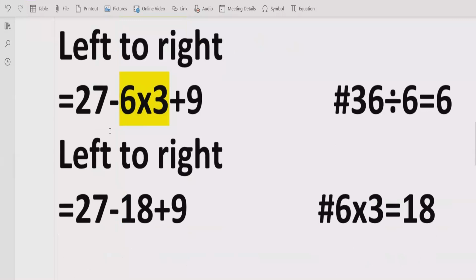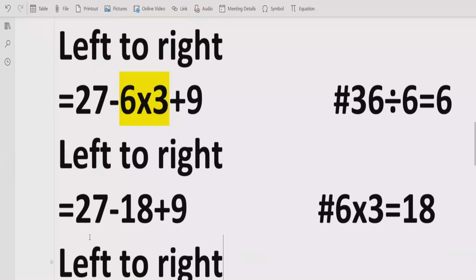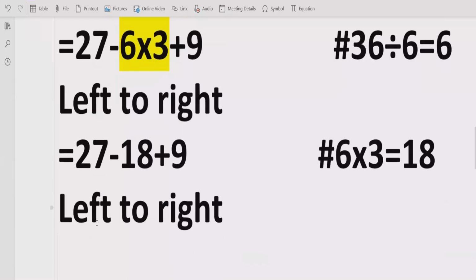Now move forward. Again we will go left to right. Right now we do not have any multiplication and division, so now we will do subtraction and addition. First we have the subtraction, which is 27 minus 18. So what we get is 9. Plus 9 we will write as it is.